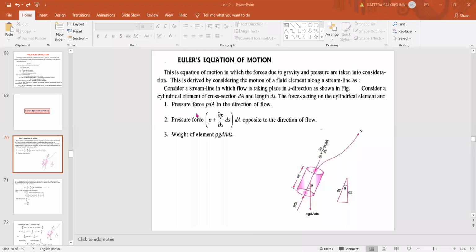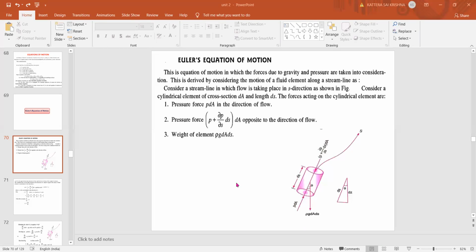Here, after writing these 3, we need to take the resultant force on the fluid element in the direction of s, which is equal to the mass of fluid, m, into acceleration in the direction of s. So the summation of all the 3 should be equal to the mass of this fluid element. Already I have said what is the mass of this fluid element: rho into dA into ds. Mass is rho dA ds. So these 3 terms should be equated to m into a in the direction of this s.